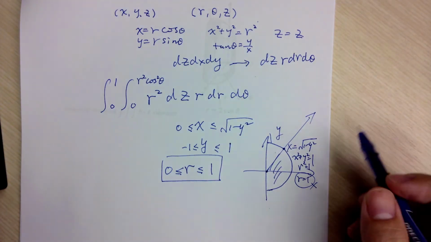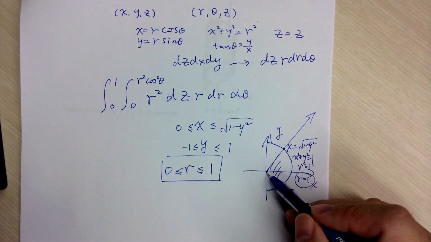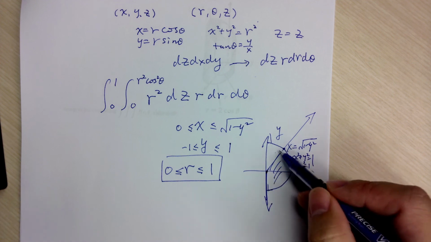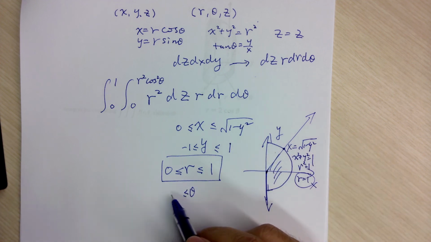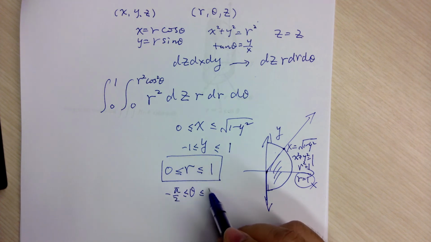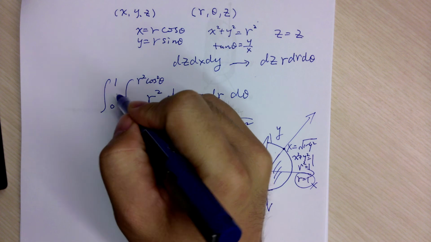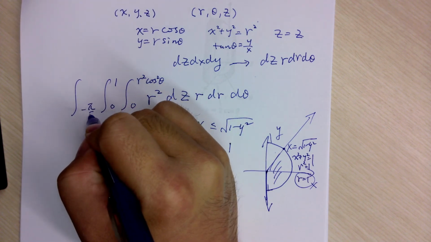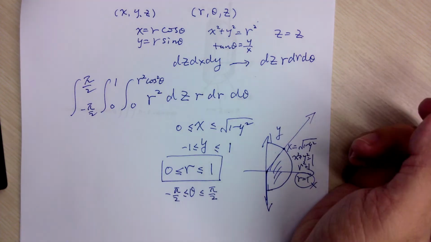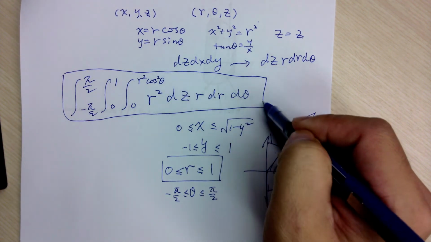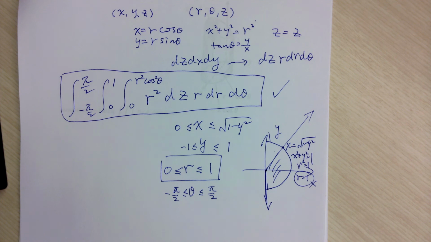Okay, good. And then the theta, as you can see, is starting from here, and then it's rotating. So the theta is from negative pi over 2 to pi over 2, right? And then we're done. So it's super duper simple. Okay? Thank you for watching.